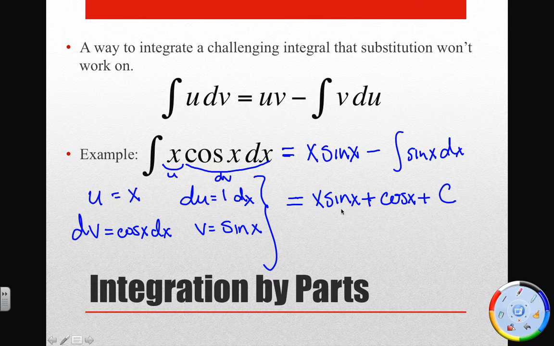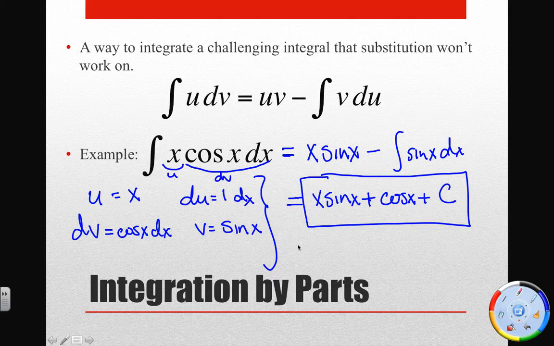You can verify this for yourself by finding the derivative. You would need the product rule, hence the product rule from before. Then you'd end up with a sine term and a minus sine term, which would cancel, and you will get the derivative x cosine x. So this is pretty cool. It's a very simplistic formula.